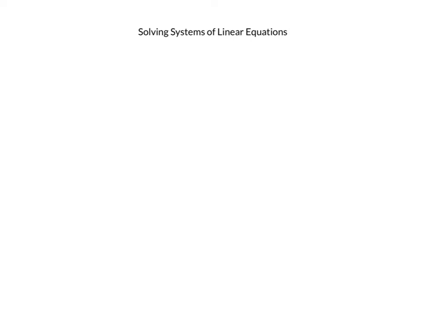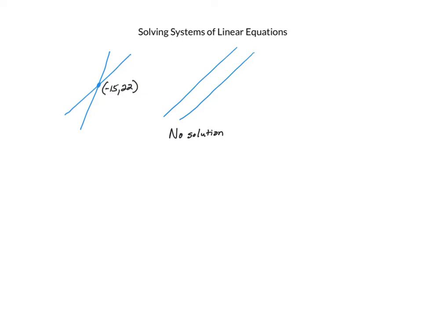The last three examples represent the three possibilities that can happen when you're solving a system of linear equations in two variables. You can have two intersecting lines, in which case you will be able to name an ordered pair that is the solution, like -15, 22, or you'll have a pair of parallel lines, in which case you'll have no solution, and we say that the system is inconsistent.